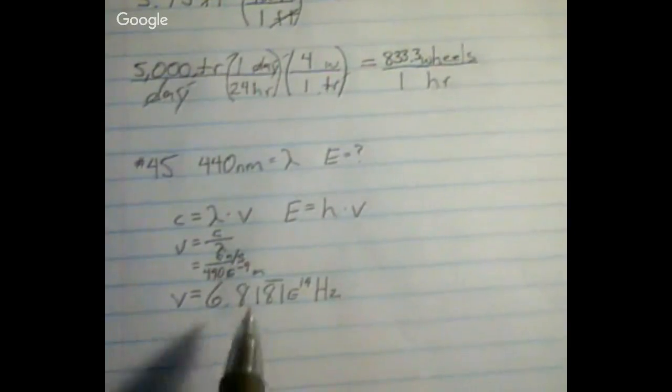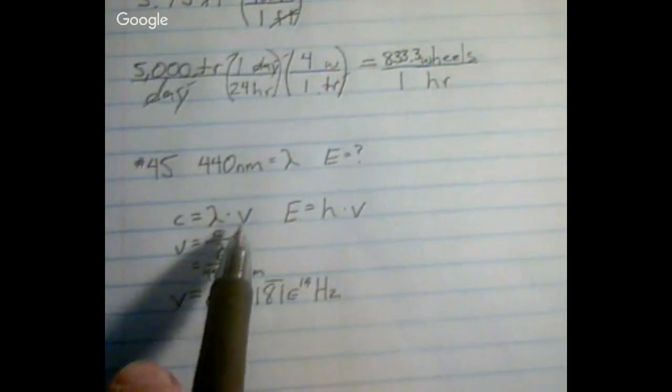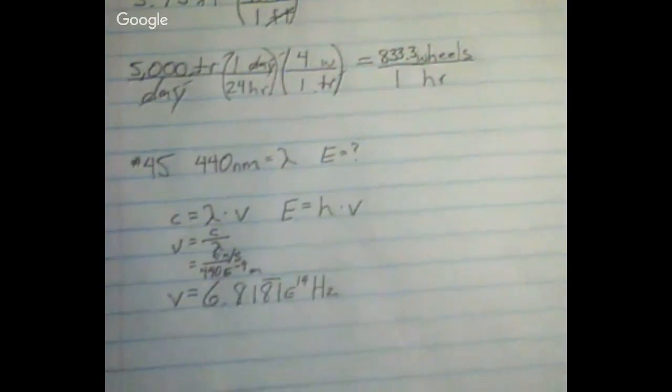So that gives us frequency, which now we can bring over here. I'm not going to move that over, so I got some more room. Let's rewrite this equation. E equals h times nu.